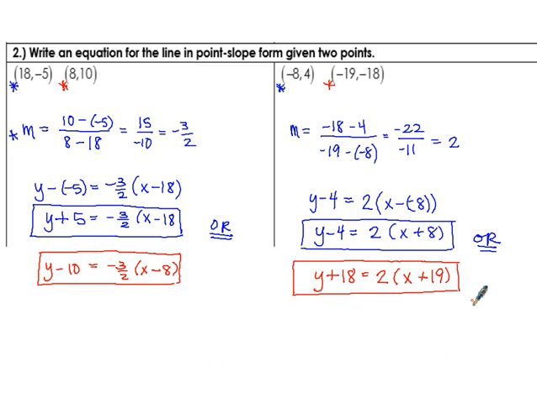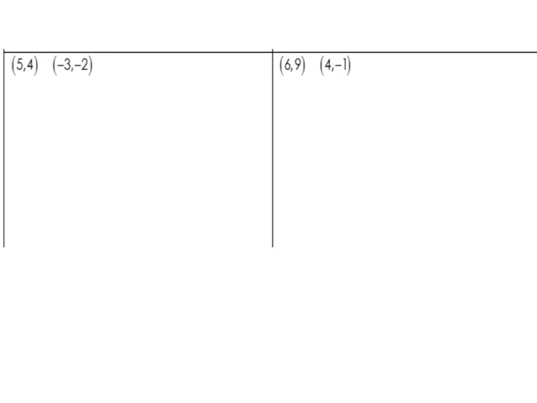I'm going to flip my page. I'm going to look at the last two examples when I'm given two ordered pairs. I'm going to keep following the same format. Determine the slope in both scenarios. So I'm going to do them side by side. I'm going to set them up.